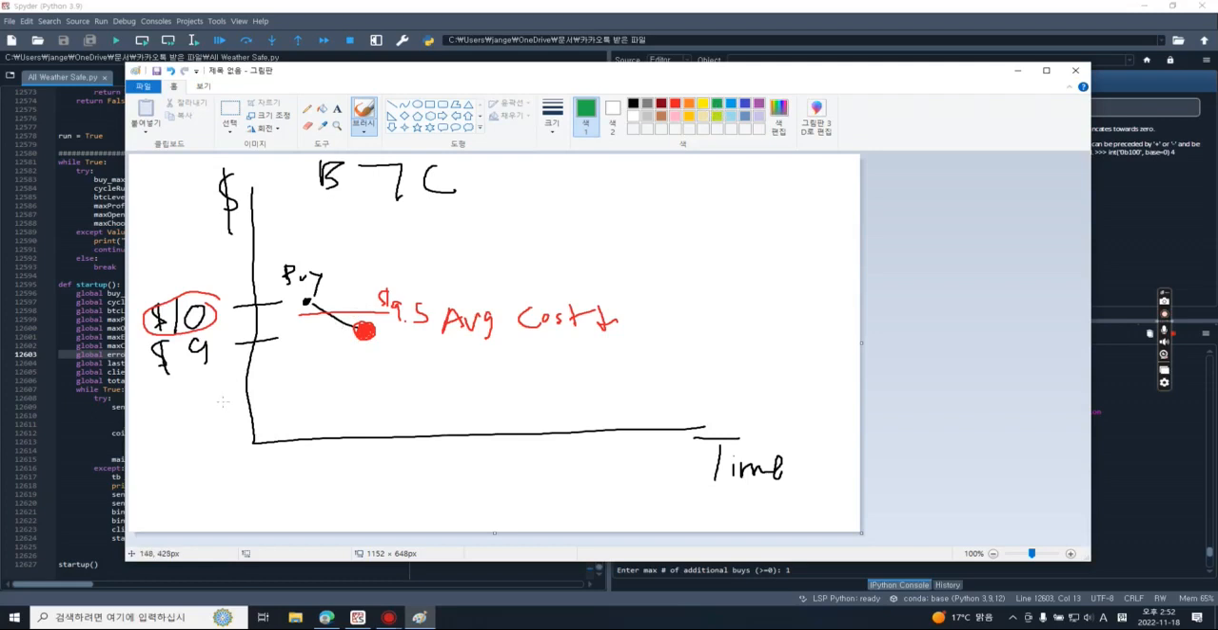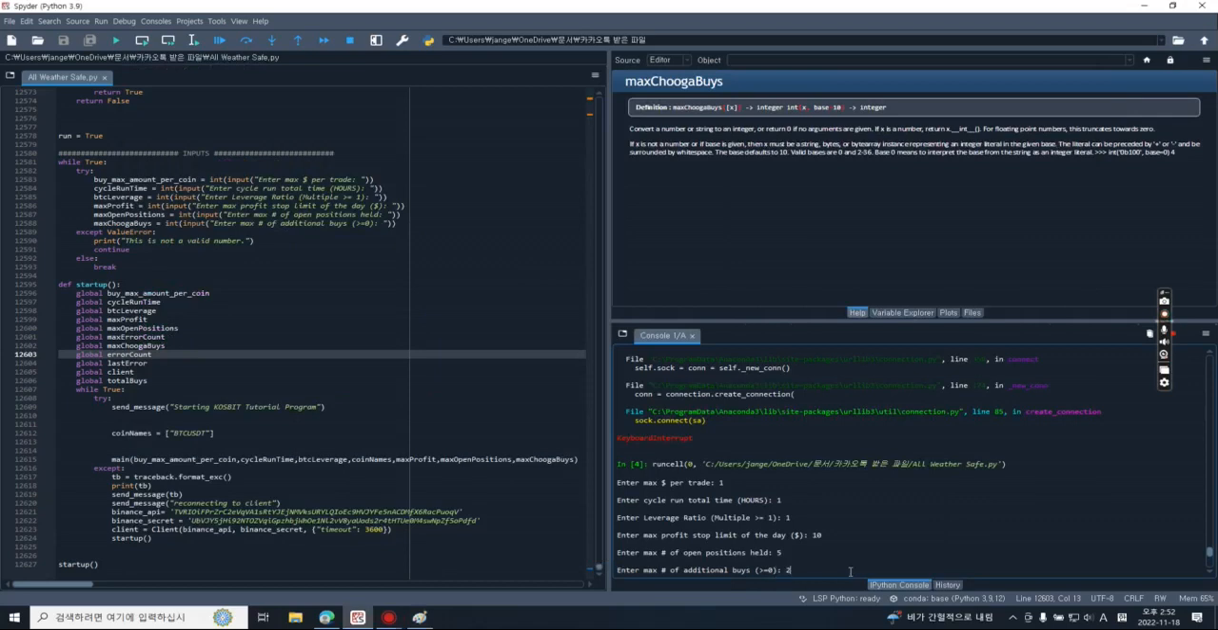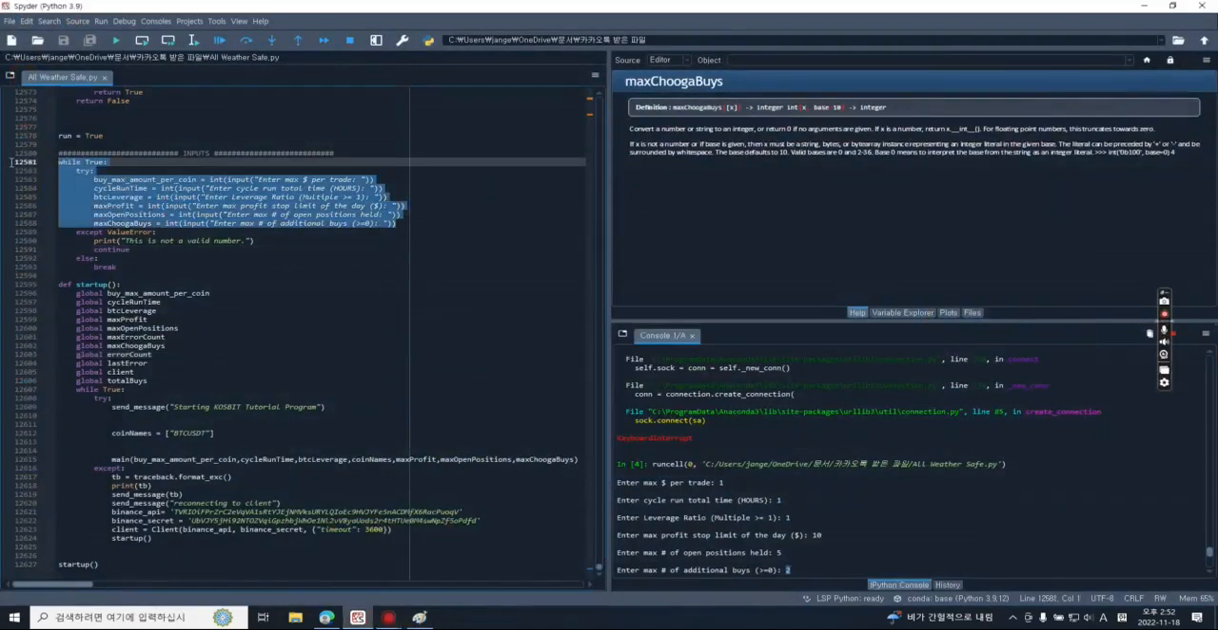Let's say that maybe it drops to 5. This is really risky, but there are people who do this. I do this as well. They want to buy this again so they can lower their average cost down. And so then I would input 2, but you can do this a lot of times, and this only works if the price is dropping. But that's basically all of the inputs explained.